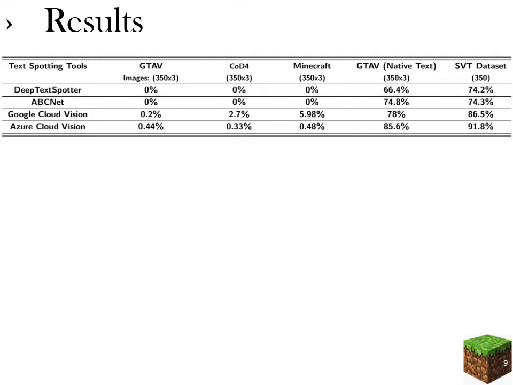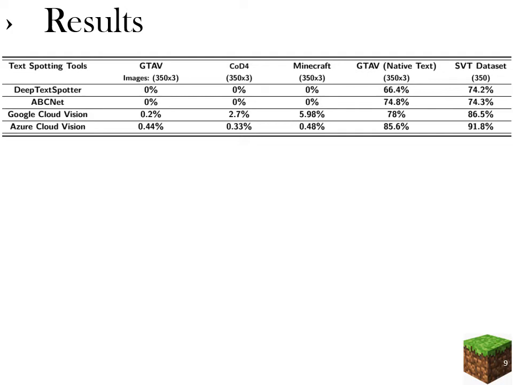So what we're seeing is that these text spotting tools do work in the wild, as you can see in the last column. They do work on text which is actually already in the game, which is the second last column, but they fail to recognize text which we generate in the games ourselves. What could be the reason for that?